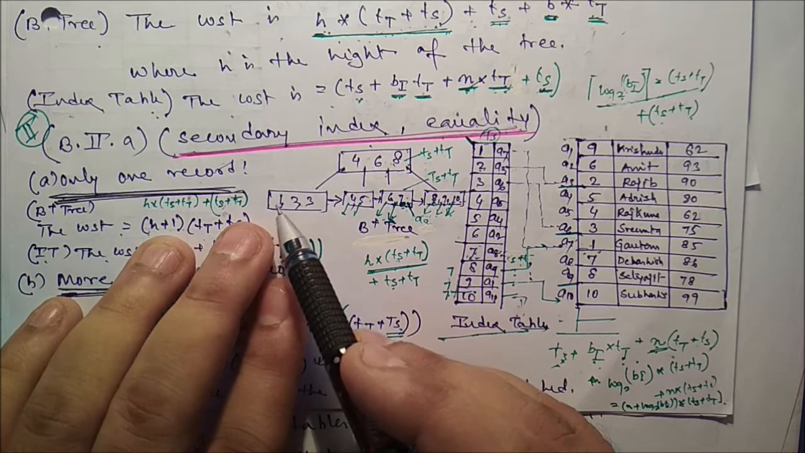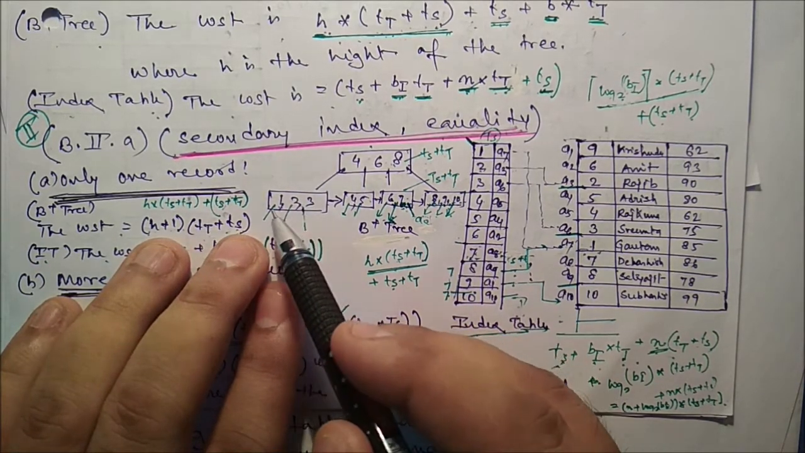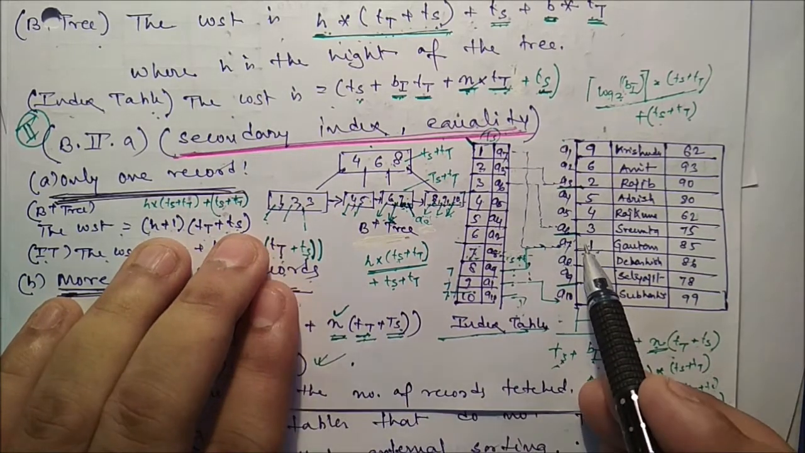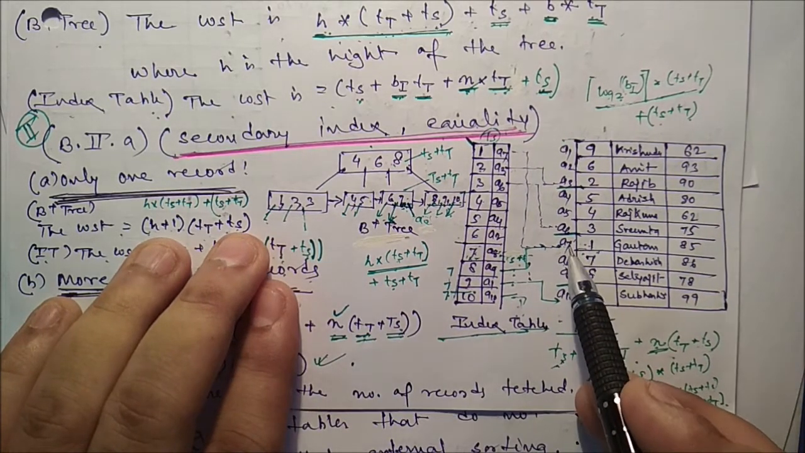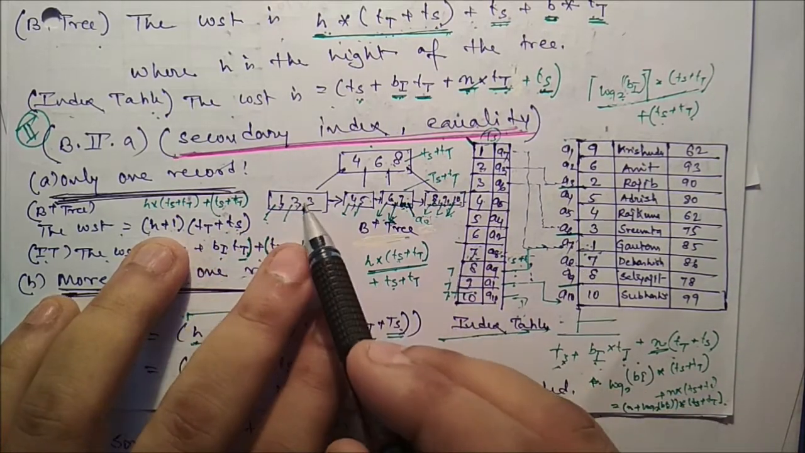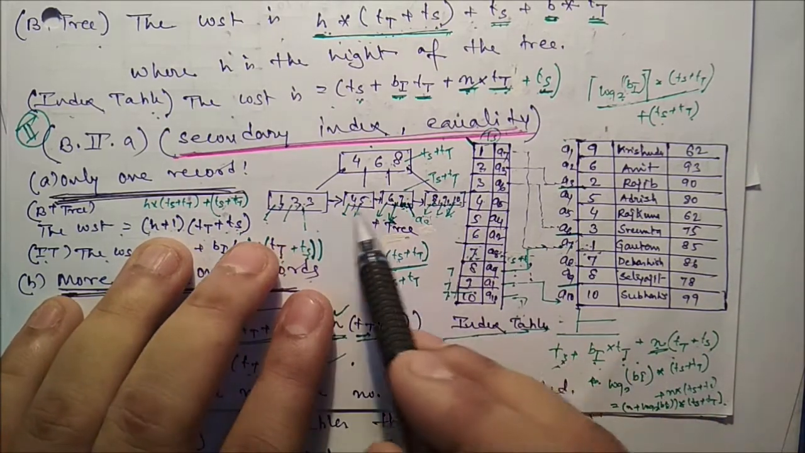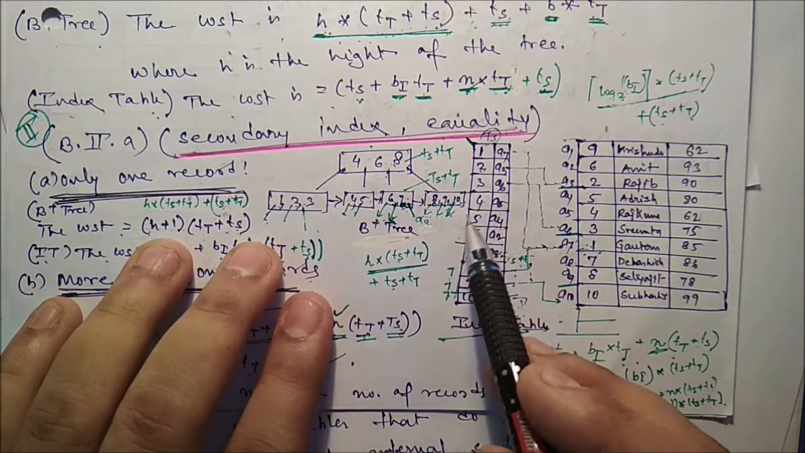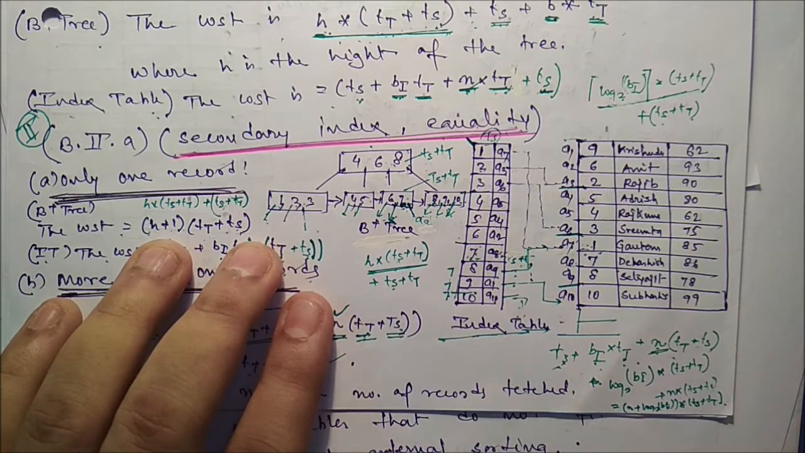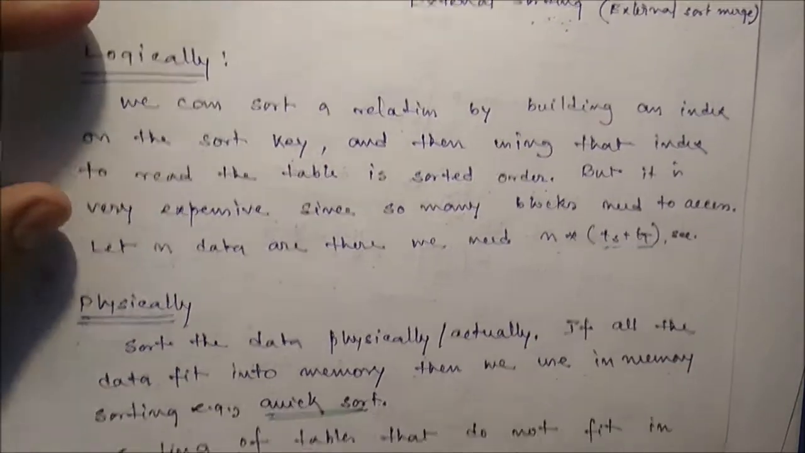Starting from here, if you read the content one by one, if you read the address of this one, we get the address of one. So we need one seek time and the transfer time. Similarly for 2 we need one seek time and transfer time. 3 is somewhere here, we need one seek time and transfer time. That means if n data are there, every time we need one seek time as well as the transfer time. So logically we can implement sorting using indexing.